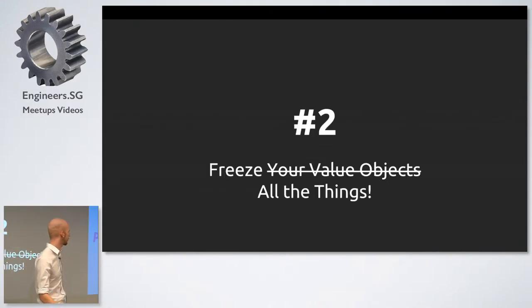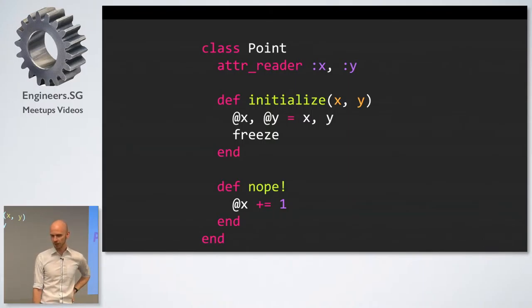OK, the second tip in the same flavor is to freeze your value objects or other things if you want to. So we have a hypothetical class here named Point that takes some coordinates in its constructor and calls the freeze method inside the constructor. And there's obviously no magic going on here. The freeze method is defined in Object, and since Point is an object, you can just call it from wherever.